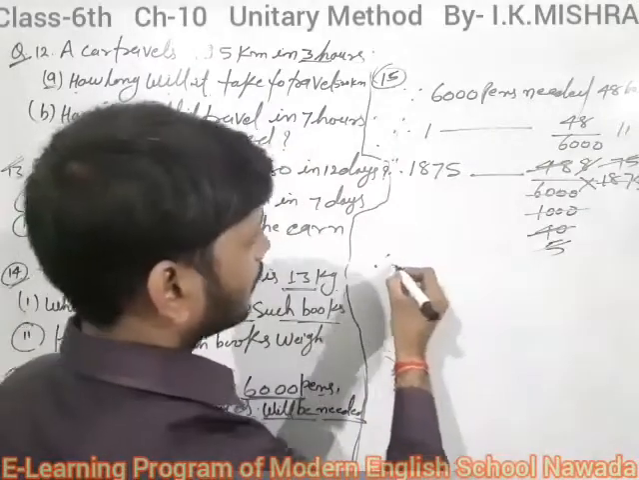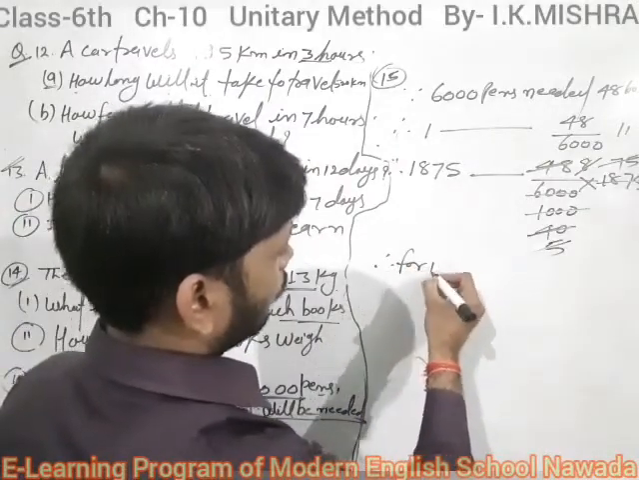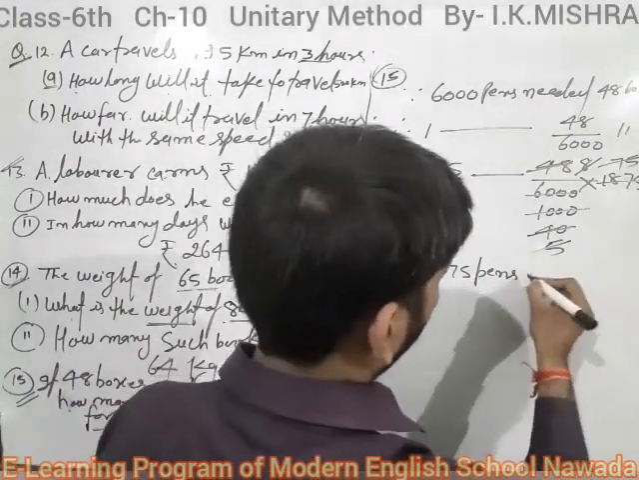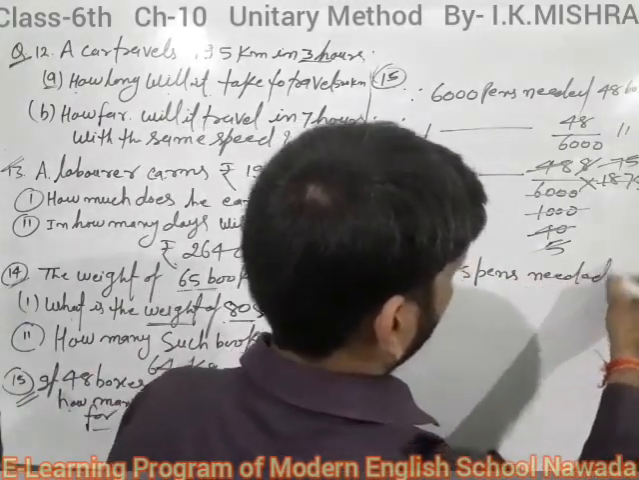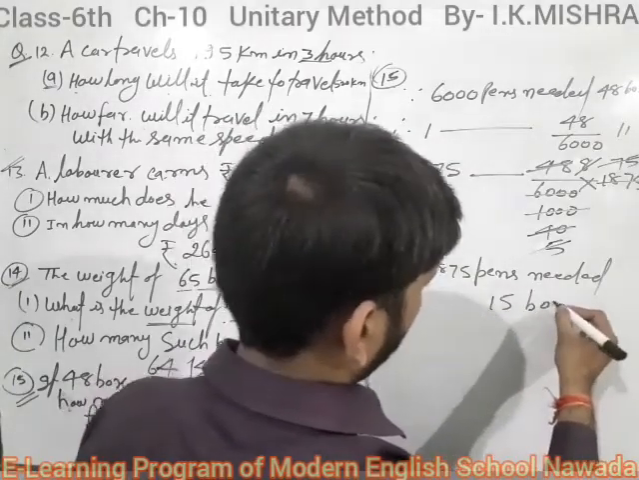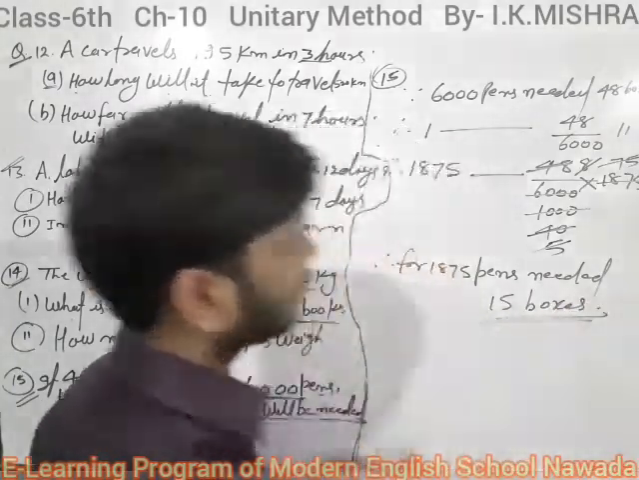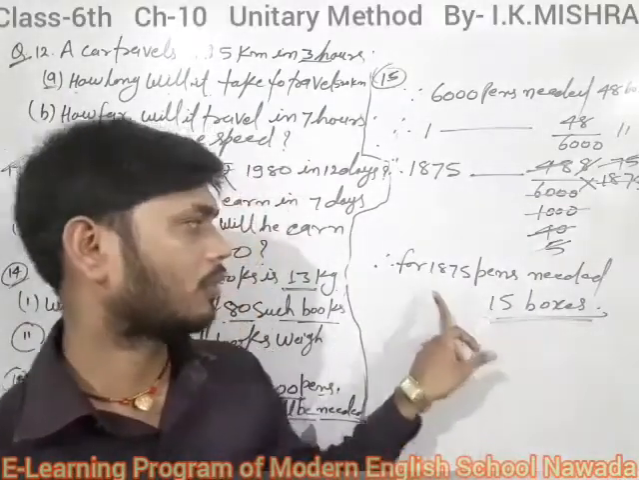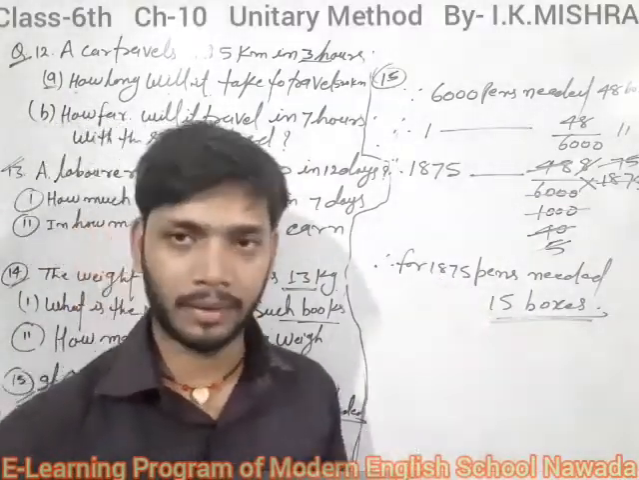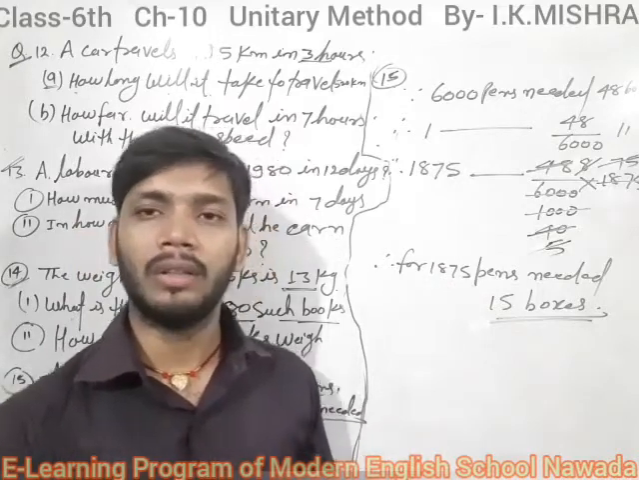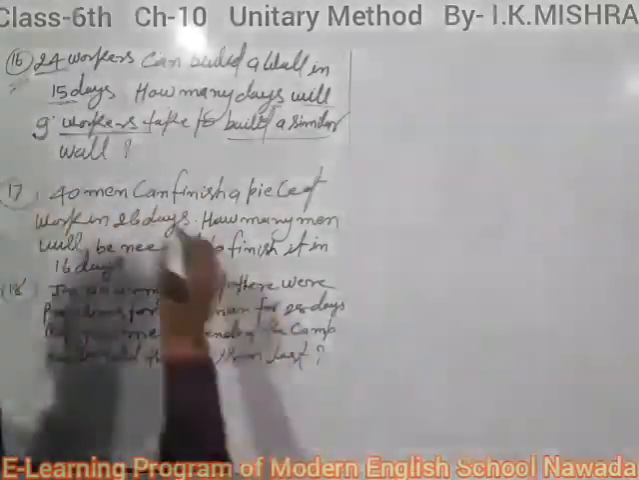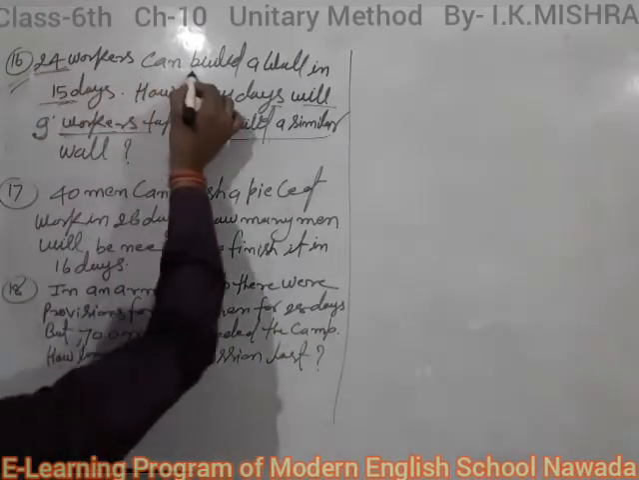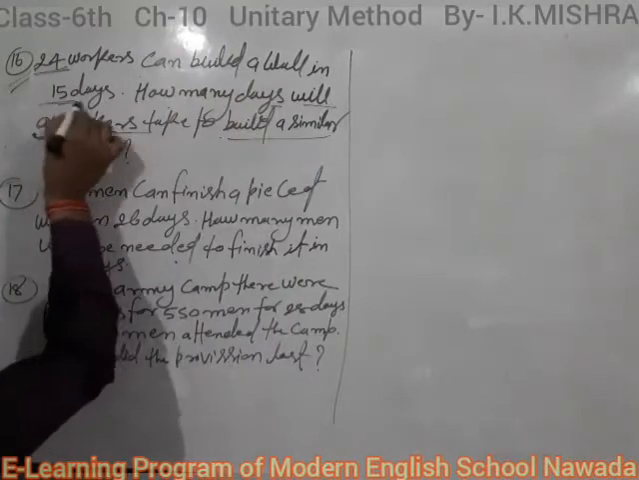So for 1875 pens, 15 boxes are needed. Clear friends? So 15 boxes are required for 1875 pens. Now students, proceed to the next question. Students, here question number 16 is written. 24 workers can build a wall in 15 days.